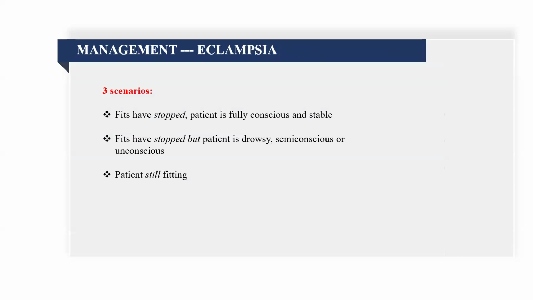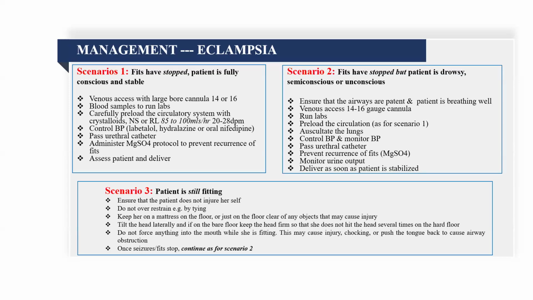All right, so we look at eclampsia. The definitive management for eclampsia typically ties in with preeclampsia, but it's the supportive bits that we are going to look at. So you look at 3 different scenarios. Scenario 1 is you see a patient who has already fitted, but the fits have stopped. Patient is fully conscious and stable. Scenario 2, fits have stopped, but patient is a little bit woozy, semi-conscious or unconscious. And scenario 3 is patient is still fitting. These are the supportive care we give the patients based upon the kind of scenario we find them in.